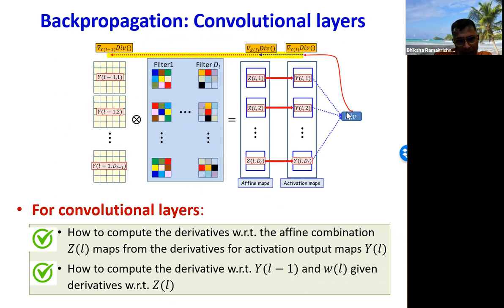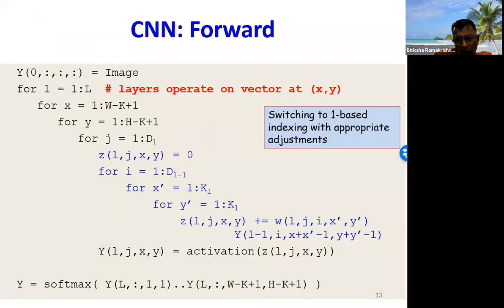Given the derivatives of the divergence with respect to the activation maps in the nth layer, we figured out how to compute the derivatives with respect to the affine maps. We figured out how to compute the derivatives with respect to the filters, and also how to compute the derivatives with respect to the activation maps from the previous layer. Now, the procedure that we saw looked somewhat complex, right? But in fact, there's a cheap way of computing the derivatives without worrying about all the details we saw in the last class.